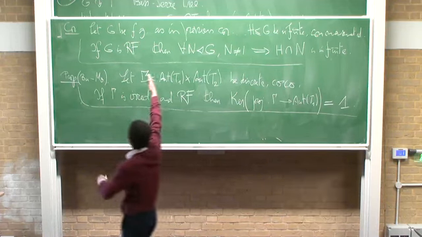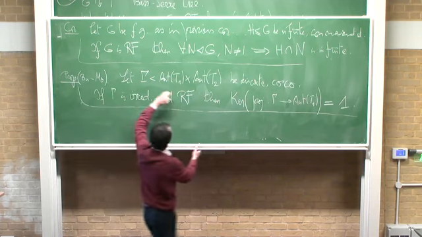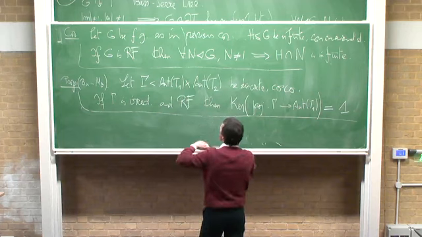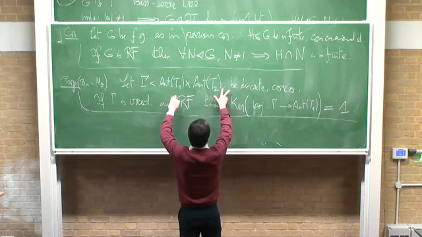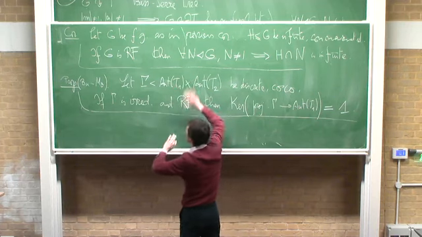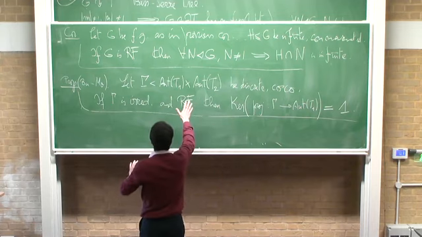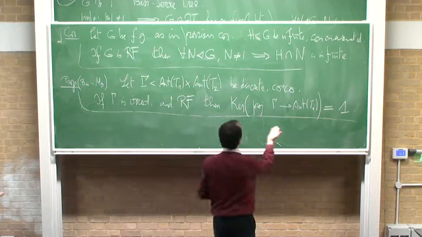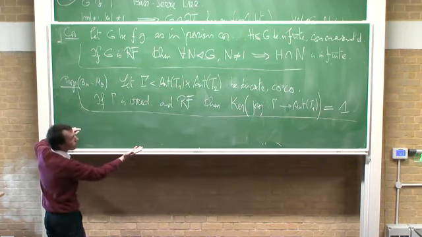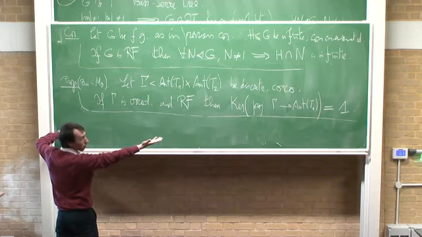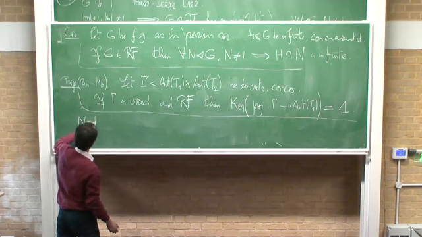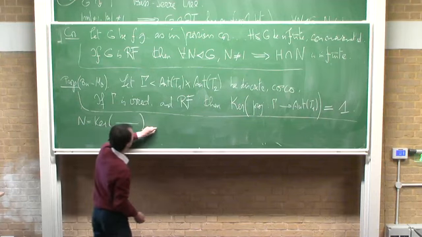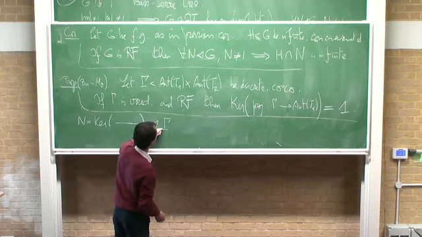Okay, and this follows, so Mark and Shahar proved this with a slight additional assumption on the action. But this statement follows from what I explained. And how does it follow? So the point is that this kernel N, this is a normal subgroup of gamma.